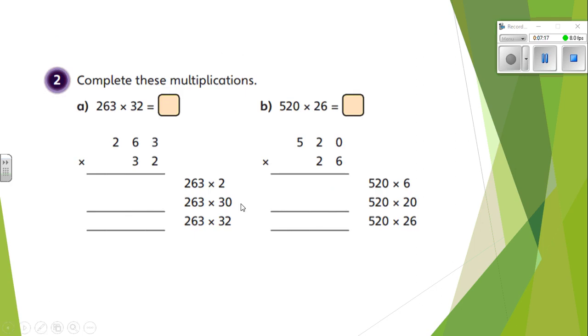You don't have to partition the numbers like they've done, so you don't need to do 13 and 2. You can do it as 20, 10 and 2 if that makes it easier. Exactly the same for this one. You might want to do 25 and 1. It's entirely up to you how you do it.